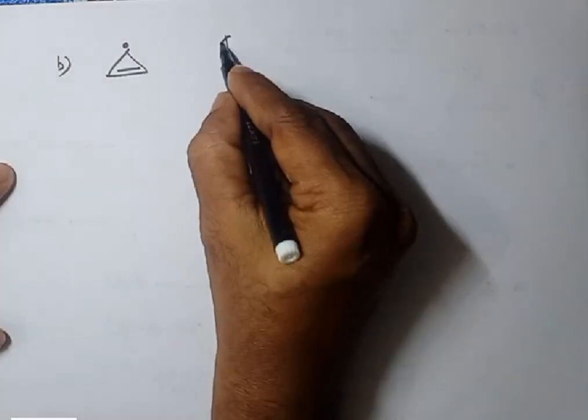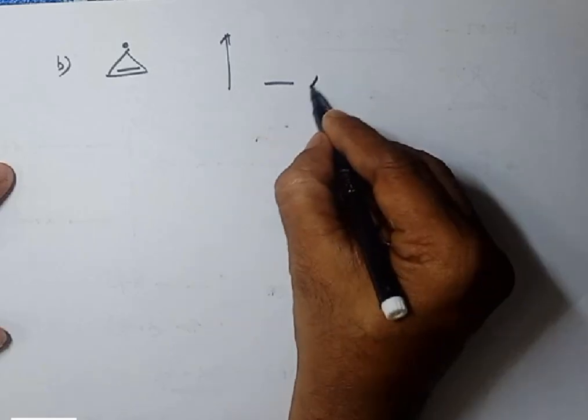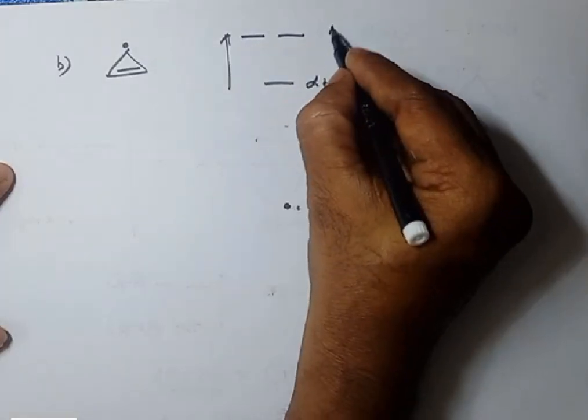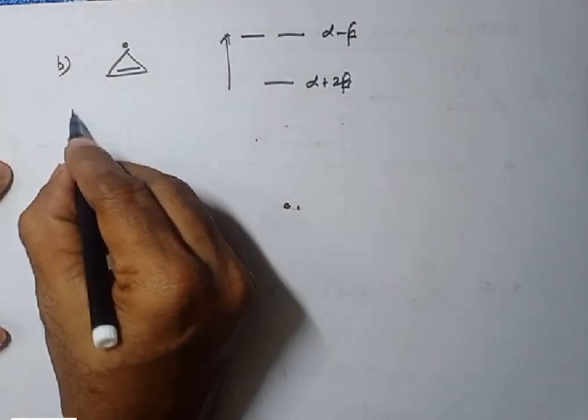So now we have the bonding molecular orbital whose energy is alpha plus 2 beta, and we have two degenerate anti-bonding molecular orbitals whose energy is alpha minus beta. Now how many pi electrons are there?